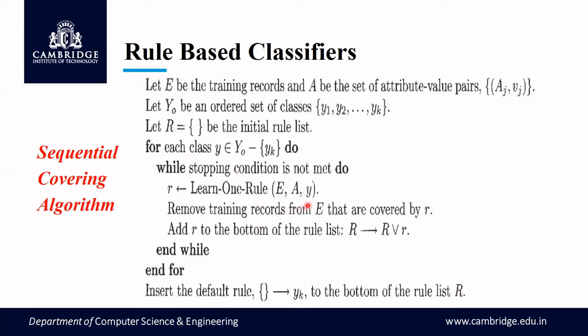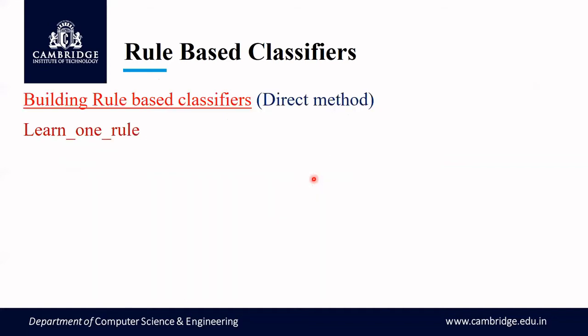Very important. They can ask you to write the sequential covering algorithm and explain it in the examination. Very important question. Okay. So now, what is this learn one rule function? How is this learn one rule function going to work?